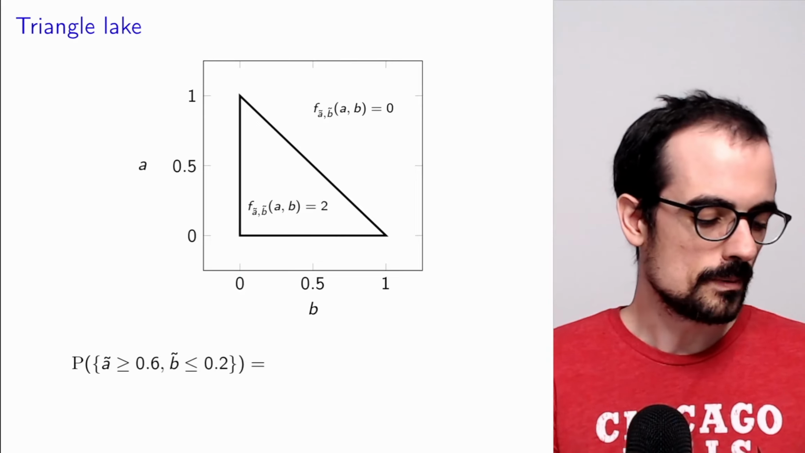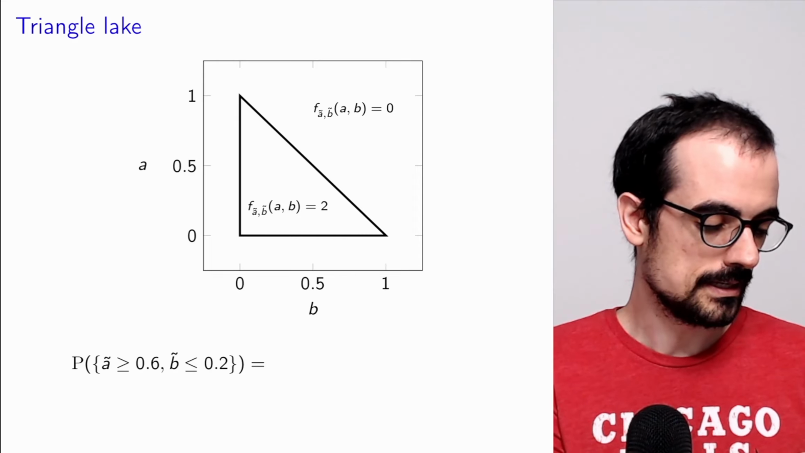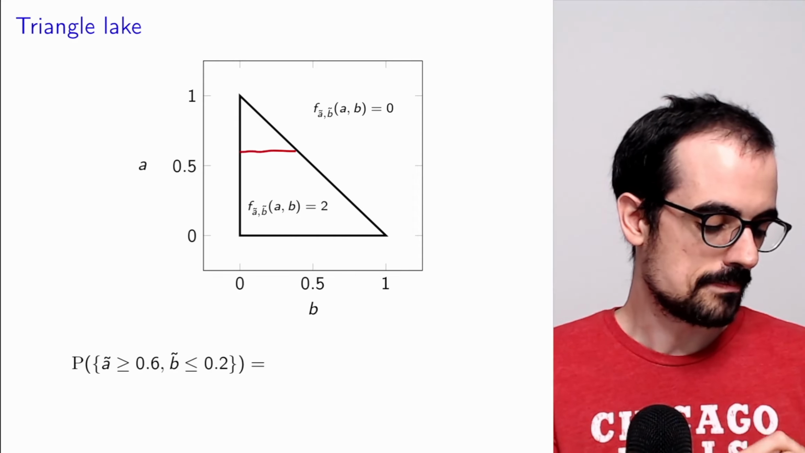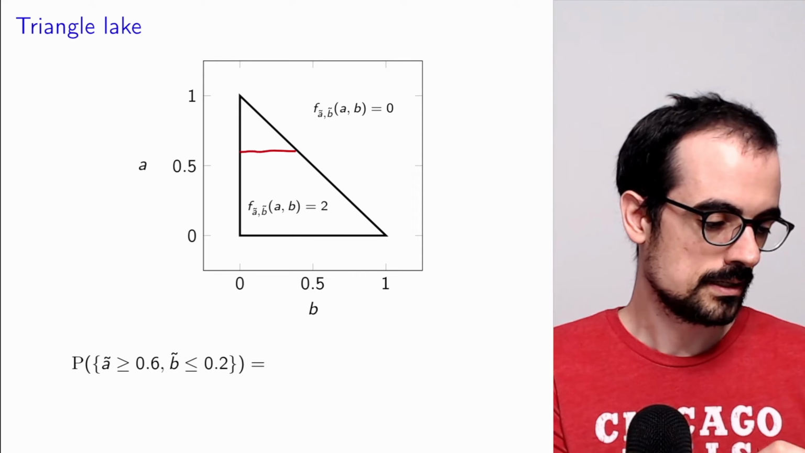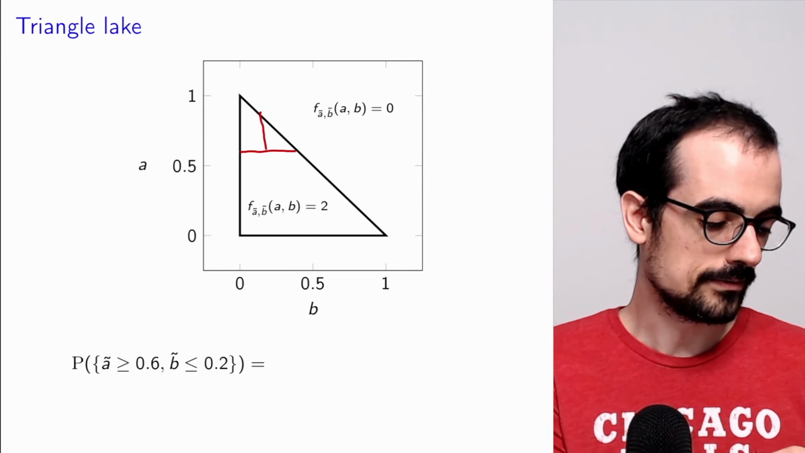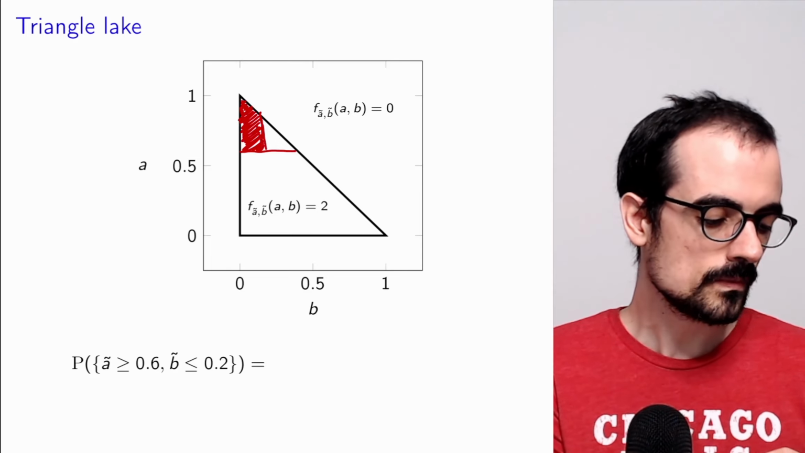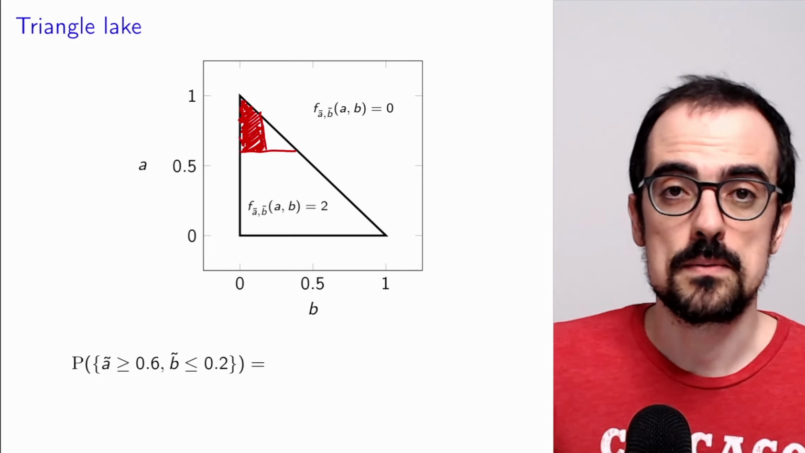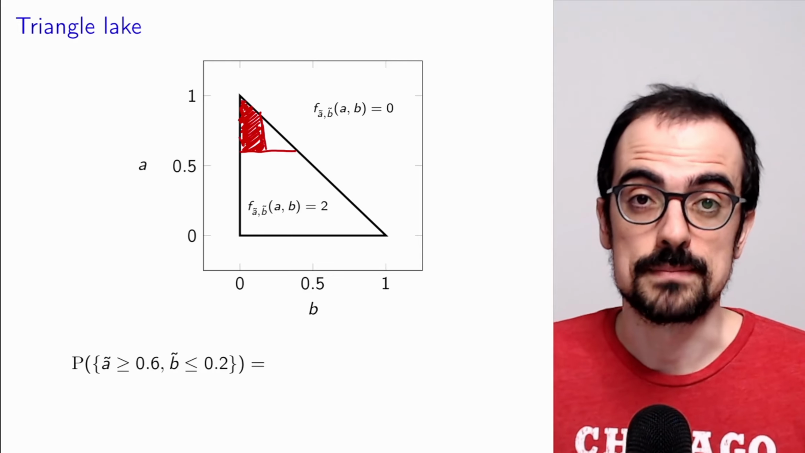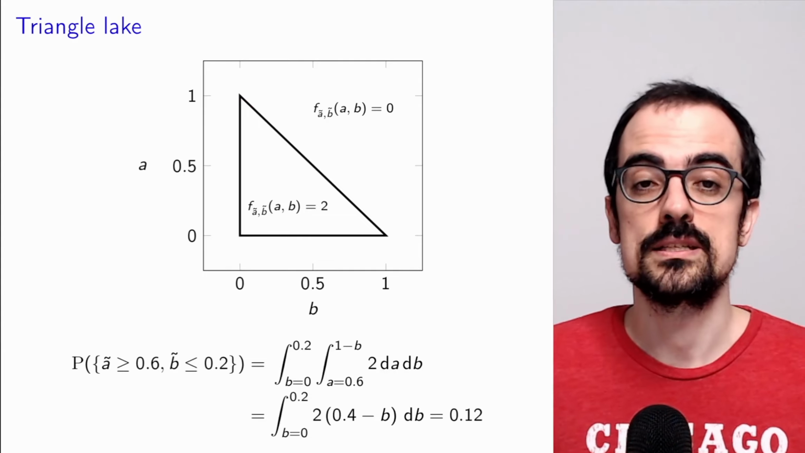How do we compute probabilities such as the probability that A is above 0.6 and B is below 0.2? Well, we have to integrate. And in this case, the integral is just going to be computing this area because the density is constant, and multiplying by the density, multiplying by 2. So that area multiplied by 2 is going to give us the probability. In this case, that probability is 0.12.